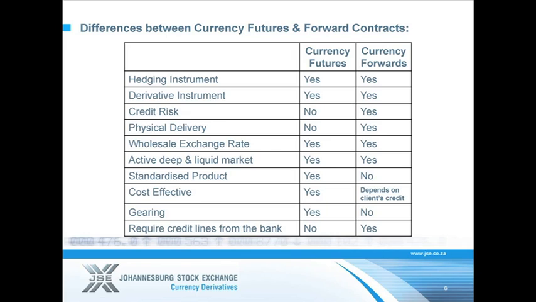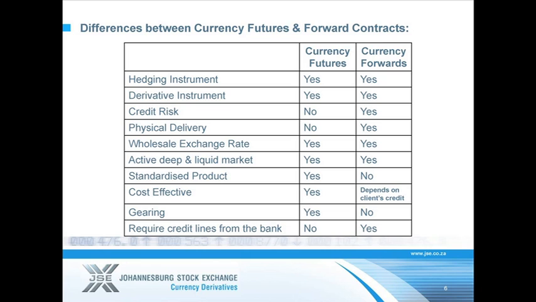I'd like to take just one slide in particular to run through the comparison between something that's traded on the exchange and something that's traded off the exchange. In the slide that you'll see, one is called currency futures and one is called currency forwards. Currency futures are traded on exchange, currency forwards are traded off exchange.